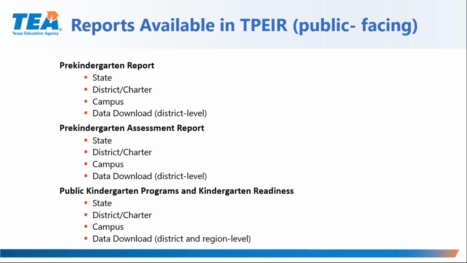So you'll see that we have quite a high volume of reports that are now available to the public. Most of them are available for about 4 cohort years going back. We will have 17-18 as the most current, but then we'll be able to go back to 14-15 in the pre-kindergarten and kindergarten program reports. So a really good number of years to view at the state, district, and campus level. And as a reminder, those data downloads are available at the state and district level, but also at the region as well.